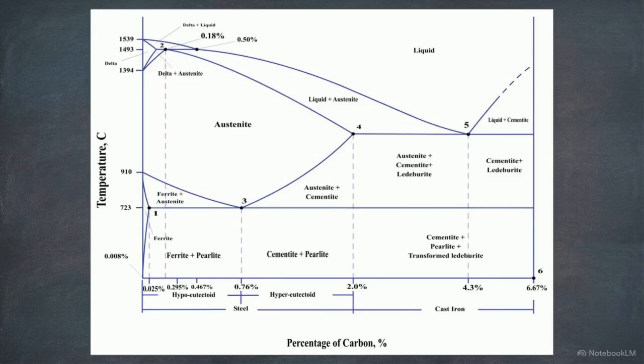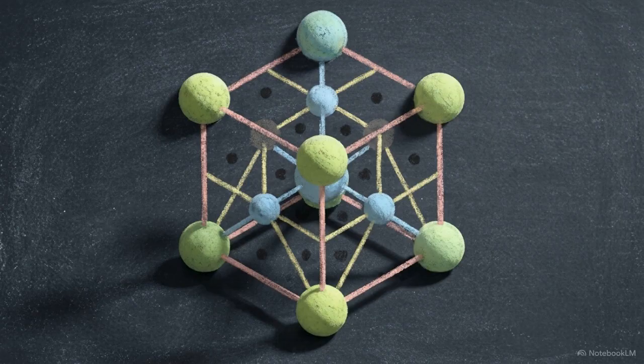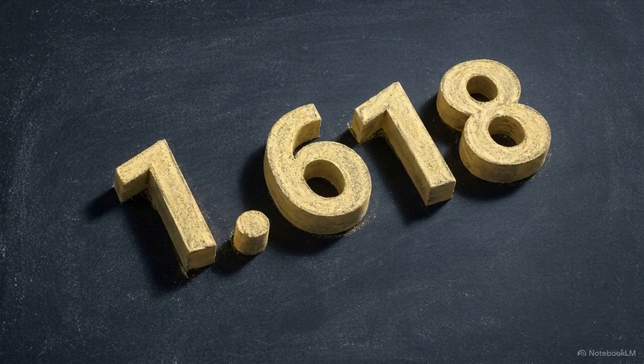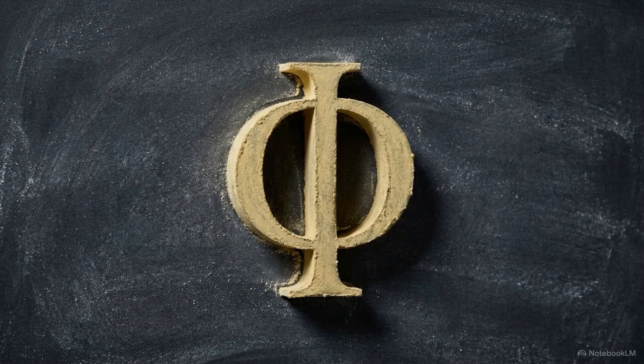Looking closely at this phase diagram, three vital coordinates define the transformation of steel: the peritectic, the eutectoid, and the eutectic points. These three intersections dictate the absolute limits of structural phases, defining the maximum solubility of carbon in iron. They occur at highly specific mass percentages: 0.18%, 0.76%, and 4.3% carbon. Recent mathematical analysis suggests these exact carbon percentages are linked to one another by the golden ratio, the geometric constant of 1.618, denoted by the Greek letter phi.